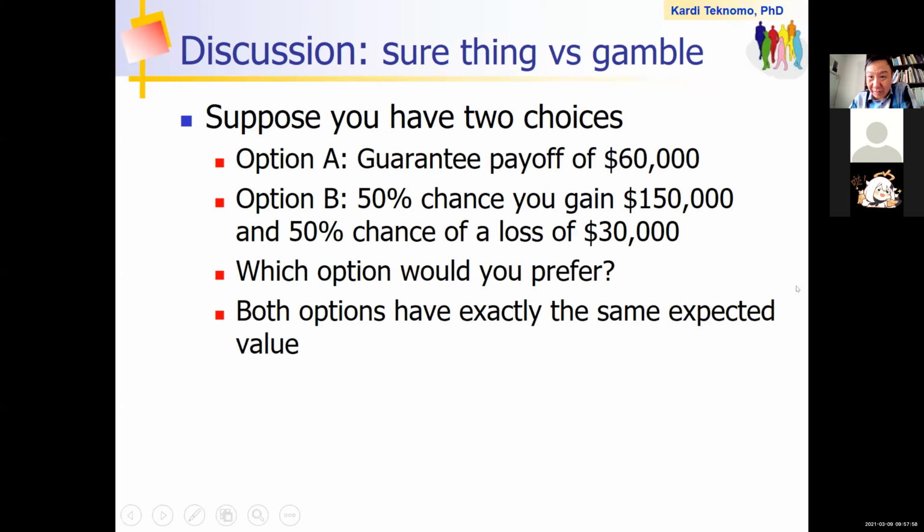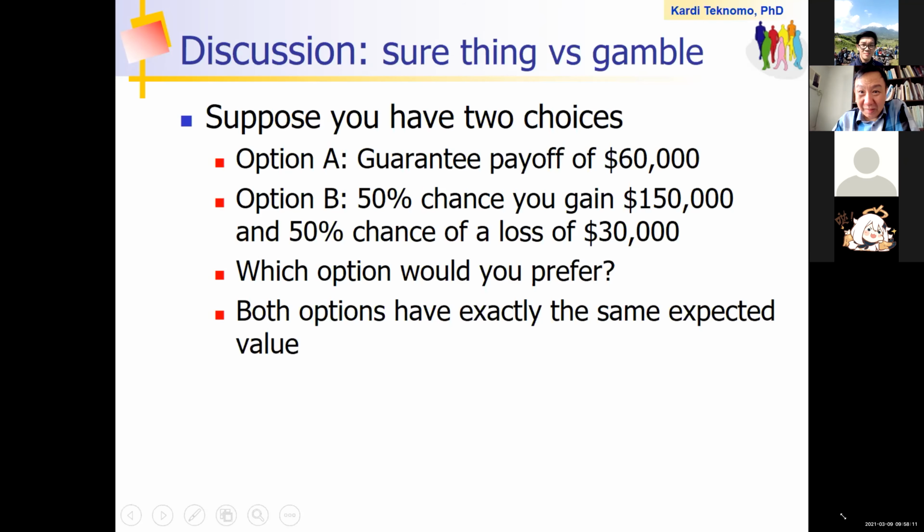Are you still there, Darin? Yes, sir. I will choose A. Why? Because I still get the money and there is no risk that I will lose my money. No risk. Okay. How about you, Eugene?